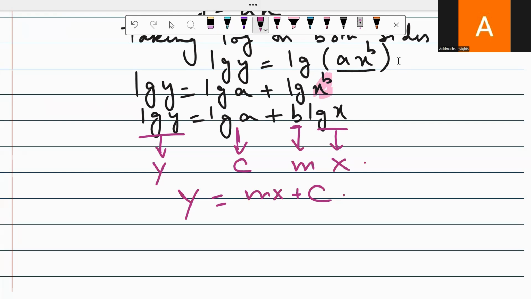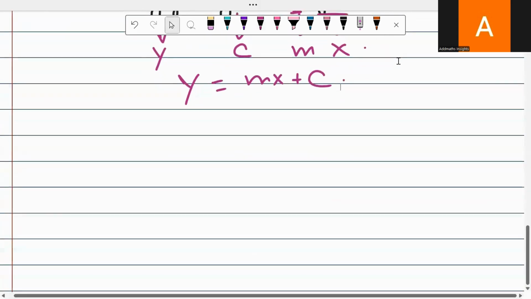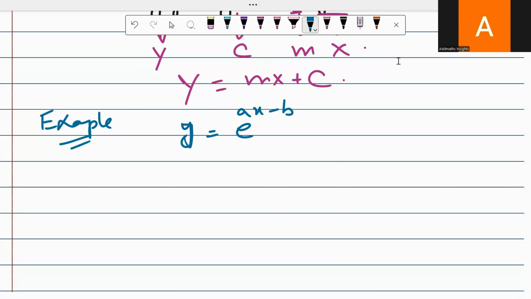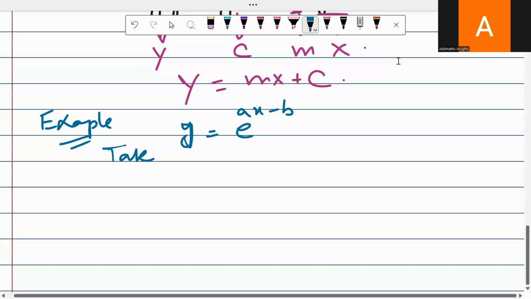Now, more examples. If the question is y equals e^(ax) minus b, and you have to convert this non-linear equation into the form y equals mx plus c, which is linear, what you need to do, because of this e, is take natural logarithm on both sides. Instead of common, we take natural log on both sides. And the laws for both are the same.